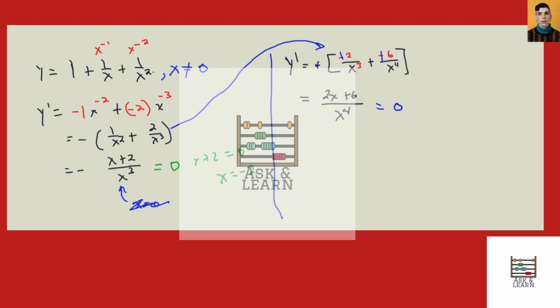So again, the denominator can never make this equal to 0. So it would be 2x plus 6 is equal to 0, or x is equal to negative 3. And again, we would probably need to check our denominator, but in this case, since we know x cannot equal 0 and it's also not in our domain, we don't need to worry about that point.